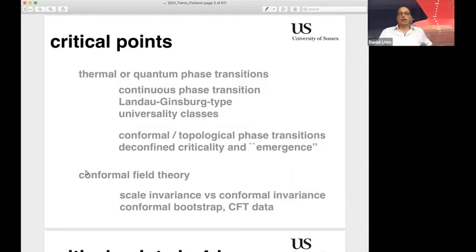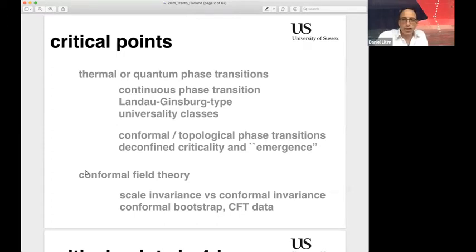So fixed points. I probably don't have to preach to the converted. I mean, we all know what they mean. They relate to thermal or quantum phase transitions, continuous ones, often of the Landau-Ginzburg type, characterized by universality classes. Now, more recently, people have become interested in also conformal phase transitions or possibly topological ones. And new phenomena such as deconfinement, criticality, or emergence have become of interest.